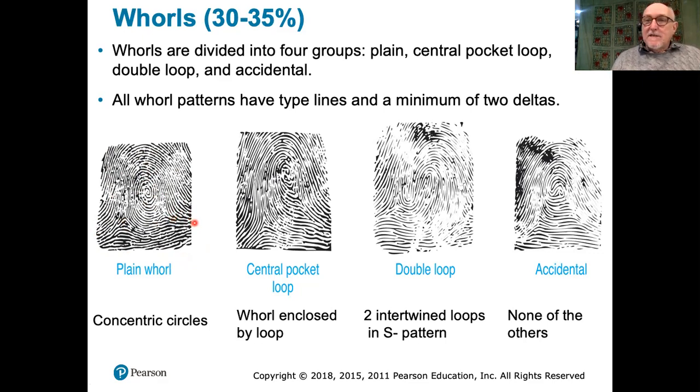And again, the delta is simply formed where the type lines diverge, one above and one below, to frame the whirl in the middle. So the whirls have two deltas there and there. The deltas sometimes in the whirls may be quite difficult to see because whirls can in fact become extremely complex. And for this reason, whirls are of particular interest in classifying the fingerprints.